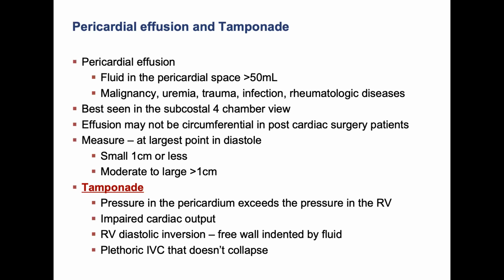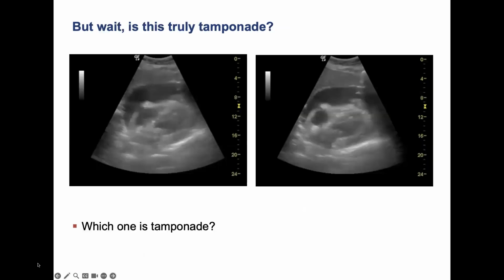And then of course, what we really care about in POCUS is tamponade, right? So that's when the pressure in the pericardium exceeds the pressure in the right ventricle and you start to have impaired cardiac output, usually due to the lack of RV filling and pushing of blood to the LV from the RV. On ultrasound, you'll start to see RV diastolic inversion. So essentially that right ventricle can't fully expand in diastole. It's being pushed on by the pressure in the pericardium. So that free wall is essentially indented by fluid. And then if you go on to do an IVC, you'll also see a plethoric IVC that does not collapse.